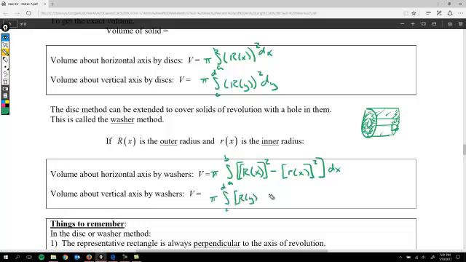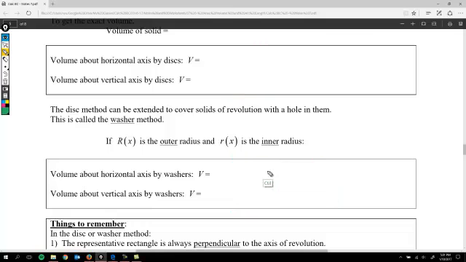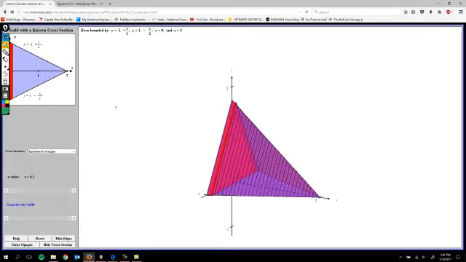And then everything is just in terms of y. That's the only difference. All right, so my radii are in terms of y. Okay, so let me show you a visual of what I mean by that.